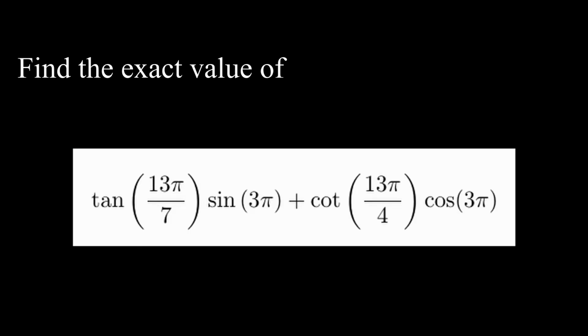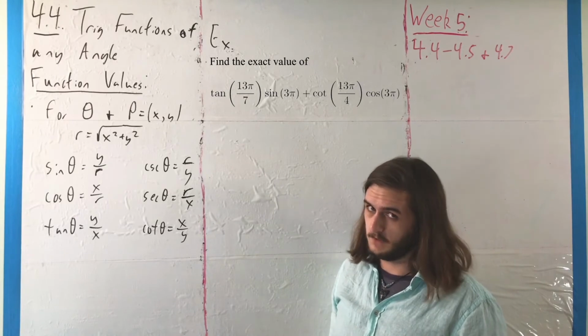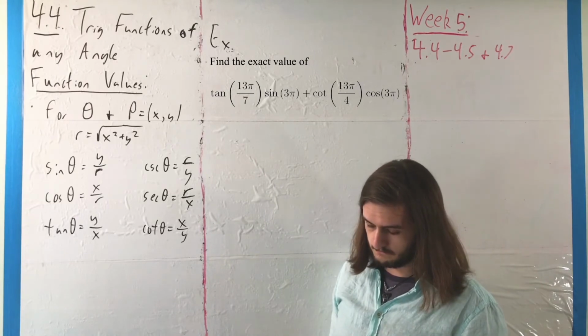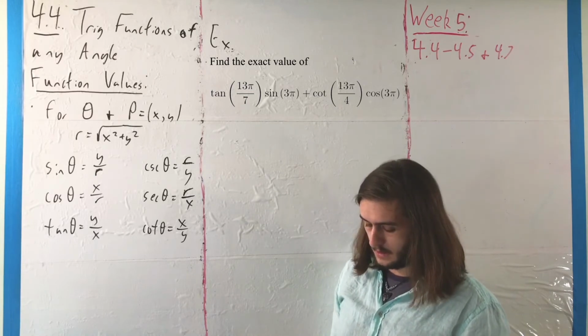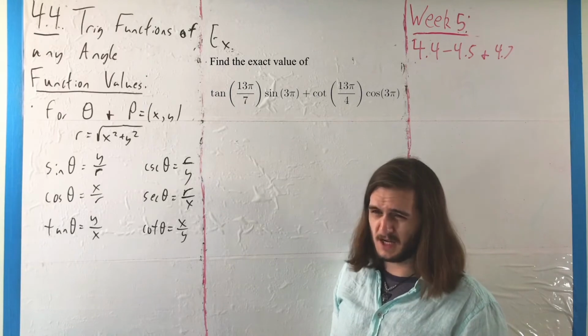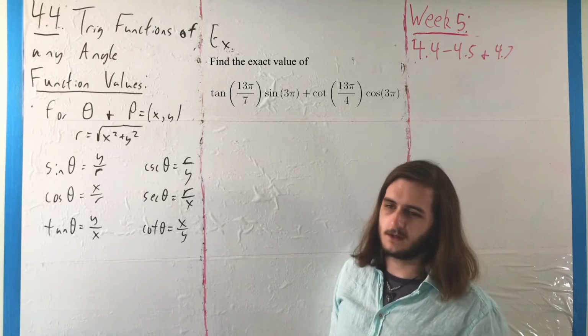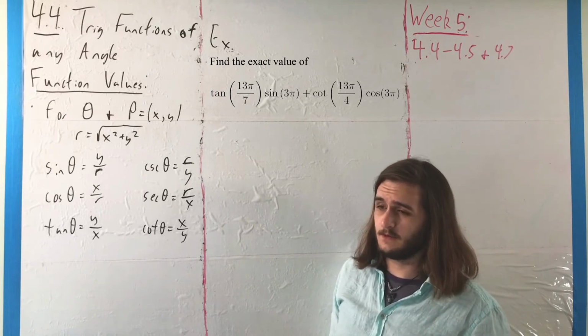which we're going to see with our next example. So for this example, we want to find the exact value of tangent of 13 pi over 7 times sine of 3 pi plus cotangent of 13 pi over 4 times cosine of 3 pi, which is a lot. No two ways around it. That's not the very friendliest of expressions. Especially that value 13 pi over 7. We don't really do much with values of pi divided by 7.